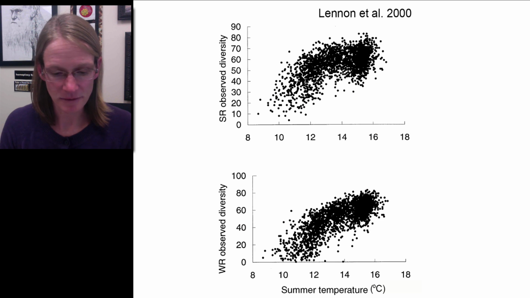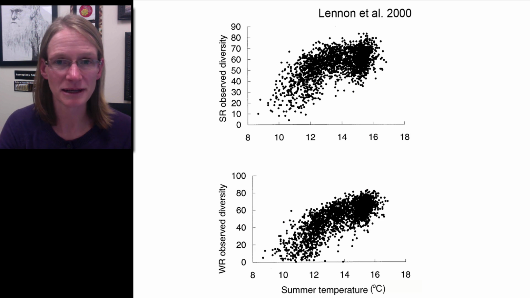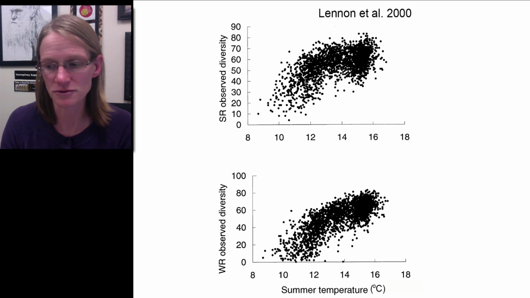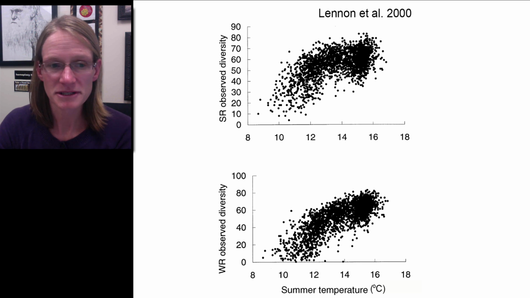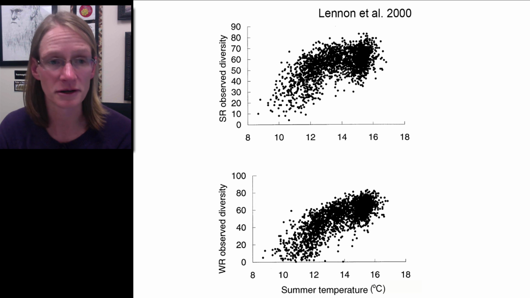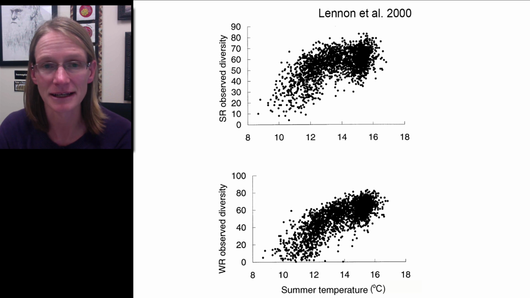So the next study that we have was published by Lennon and colleagues in 2000. For this particular study, the authors used the presence and absence of birds in the British mainland and some of the surrounding islands. They determined a map of the species richness of birds across the entire area. Birds were segregated into 2 general categories.